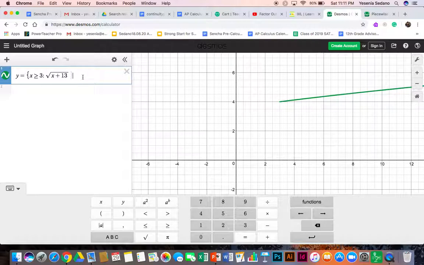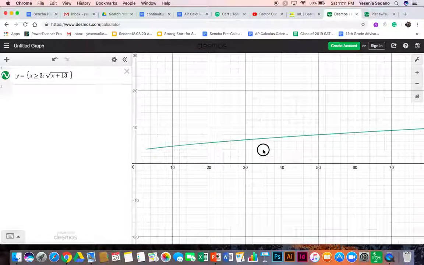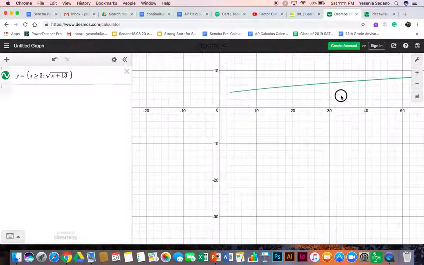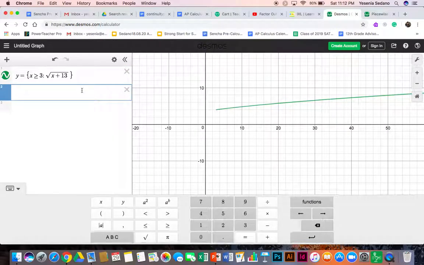Then I close my bracket. Let's zoom out a bit. The square root of x plus 13 is a little bit curvy. The function starts right here as x is greater than or equal to 3, because 3 starts right here. The function so far has nothing on this side, but that's because I haven't finished typing the other part of the function, which I will now.